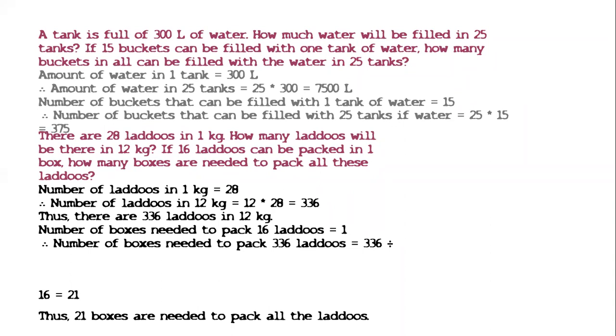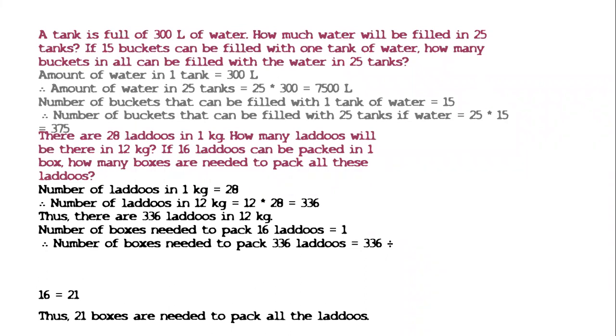He says a tank is full of 300 liters of water. One tank contains 300 liters. What about 25 tanks? 300 liters in one tank. 25 tanks means 25 into 300, that is 7,500 liters.